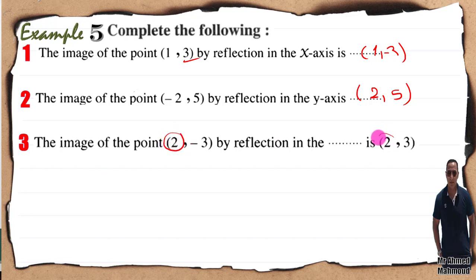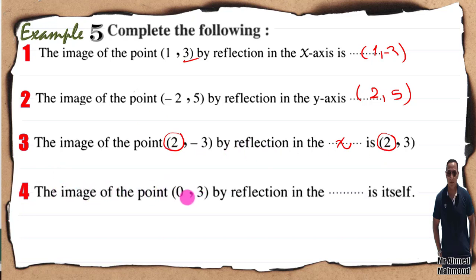The reflection which keeps x and changes y is the x-axis. The image of the point (0, 3) by reflection is itself. Here it is itself because 0 doesn't change, so it is reflection in the y-axis. If you can't memorize this, draw the point (0, 3). This is the point (0, 3). Its image on the y-axis is itself because this point belongs to the y-axis.